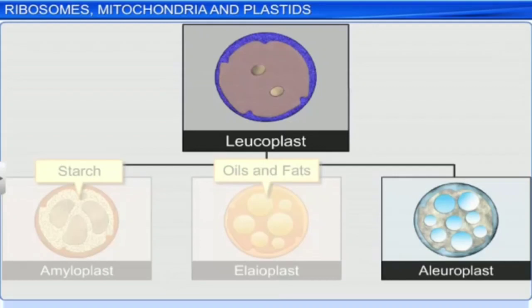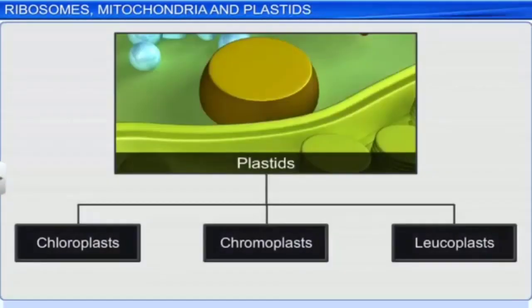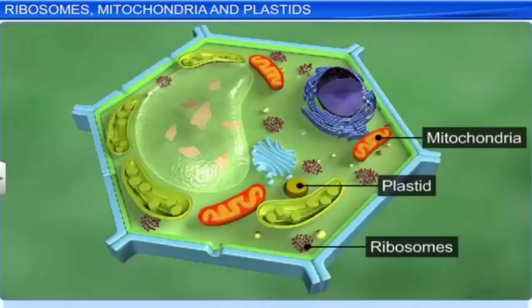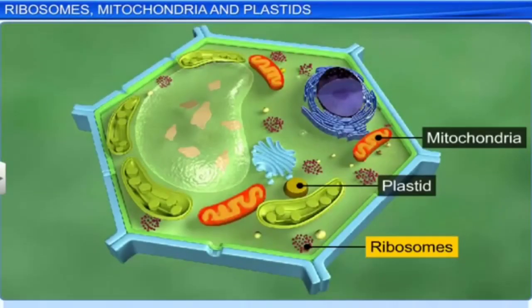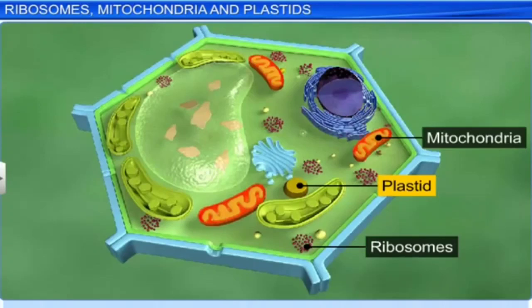The various plastids found in plants not only impart color to the plants, but also store nutrients and play a role in photosynthesis. Thus we find that ribosomes, mitochondria, and plastids are important organelles taking part in vital functions of the cell, such as protein synthesis, respiration, and photosynthesis.